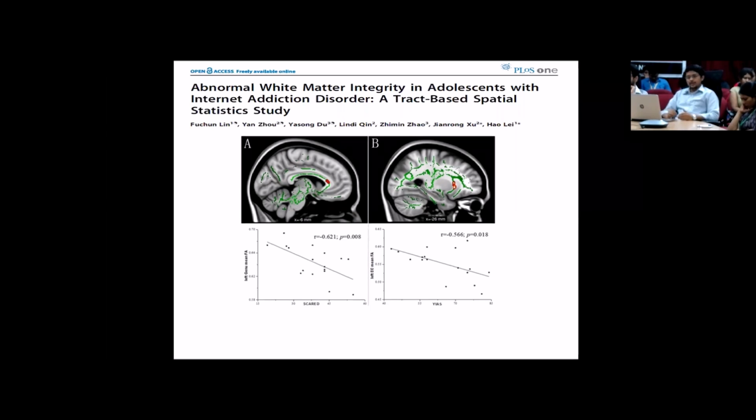The reduced fractional anisotropy, which means the white matter integrity was reduced, correlated well with the anxiety scores in the genu part of the corpus callosum, which would make sense because the rostral anterior cingulate and most of the subgenual anterior cingulate are believed to be involved in depression and other anxiety disorders. They also found the external capsule also had reduced fractional anisotropy, and that correlated with the severity of Young's addiction scores. So this was one study.